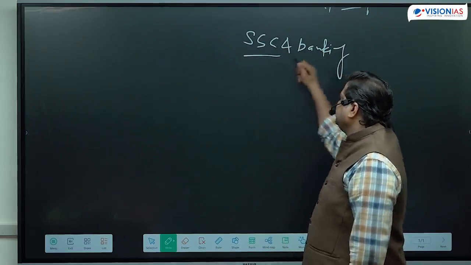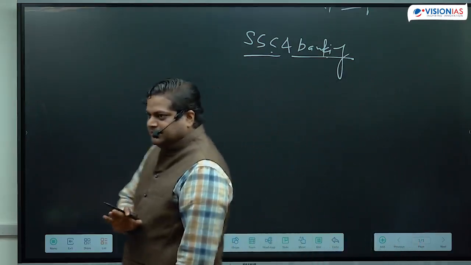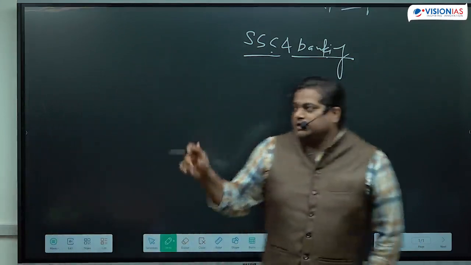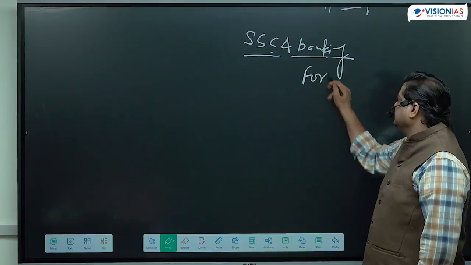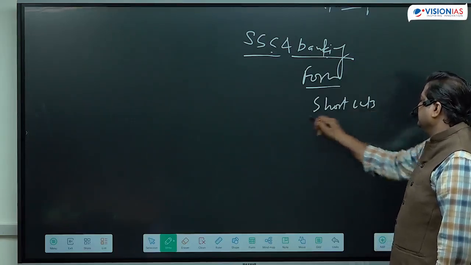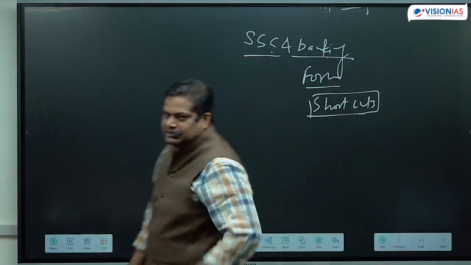The same topics we can see in SSC and banking exams also, same topics. But there they rely more on formulas, shortcuts. Why? Time. Time constraint is there.